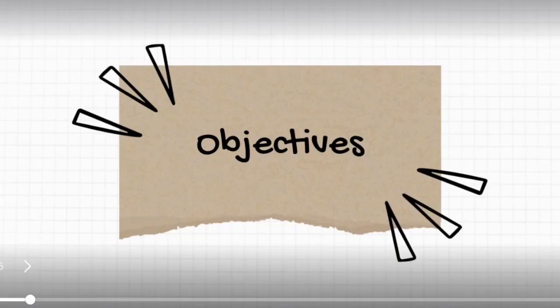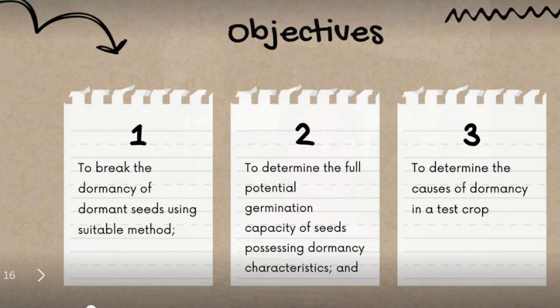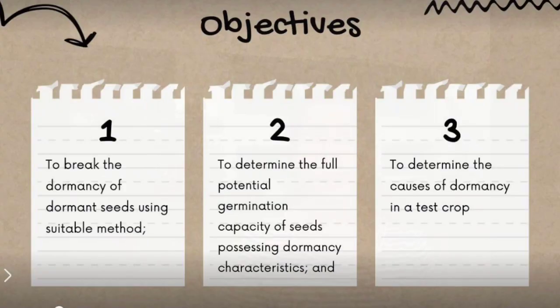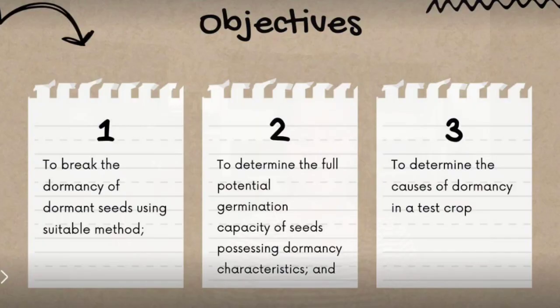So next are the objectives. The objectives of this activity are: first, to break the dormancy of dormant seeds using a suitable method. Second, to determine the full potential germination capability and capacity of seeds possessing dormancy characteristics. And third, to determine the causes of dormancy in a test crop.